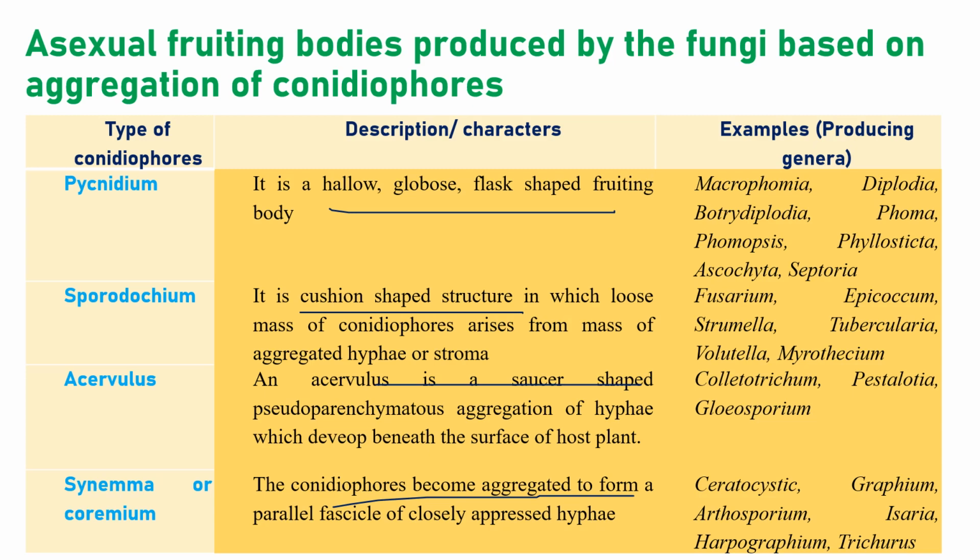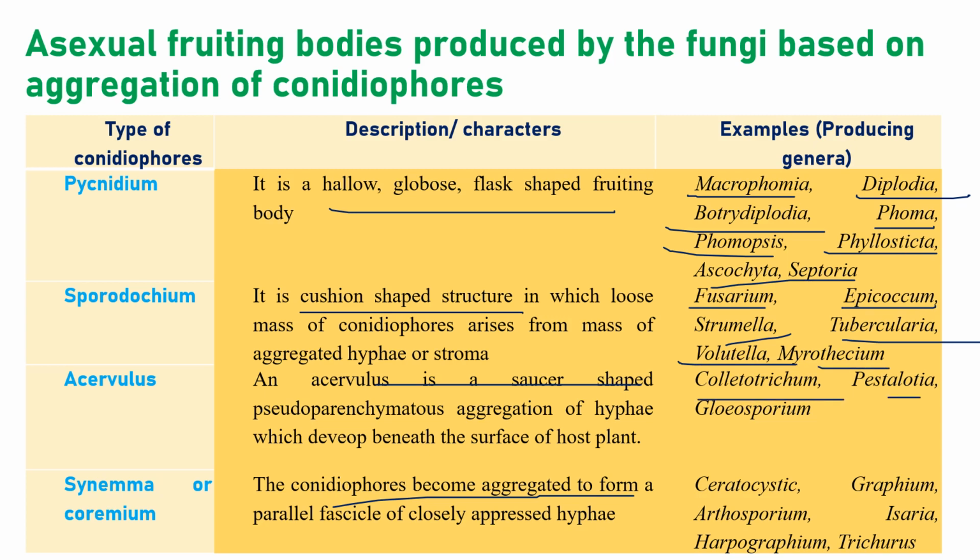Pycnidium is produced by fungi like Macrophomina, Diplodia, Botrytis, Phomopsis, Phyllosticta, Ascochyta, and Septoria. Whereas Sporodochium is produced by Fusarium, Epicoccum, Strumella, Tubercularia, Volutella, and Myrothecium. Acervulus is produced by Colletotrichum, Pestalotia, and Gloeosporium. Whereas Synnema is produced by Ceratocystis, Graphium, Arthrosporium, Isaria, Hyalopus, and Trichurus. These are all the various examples of genera that produce these asexual fruiting bodies.